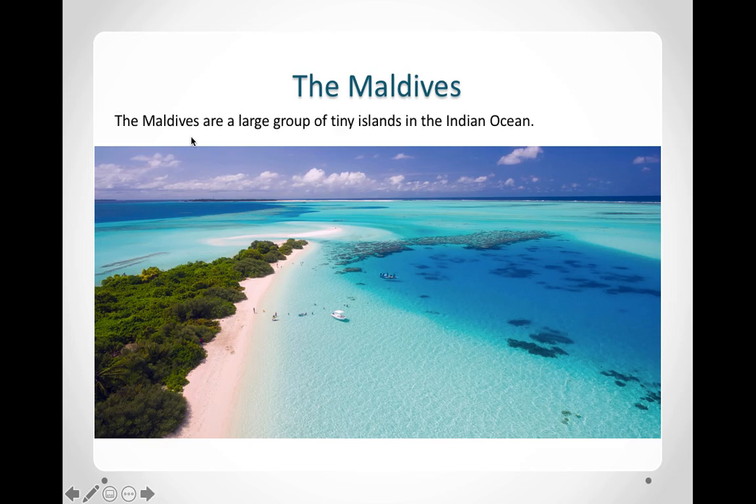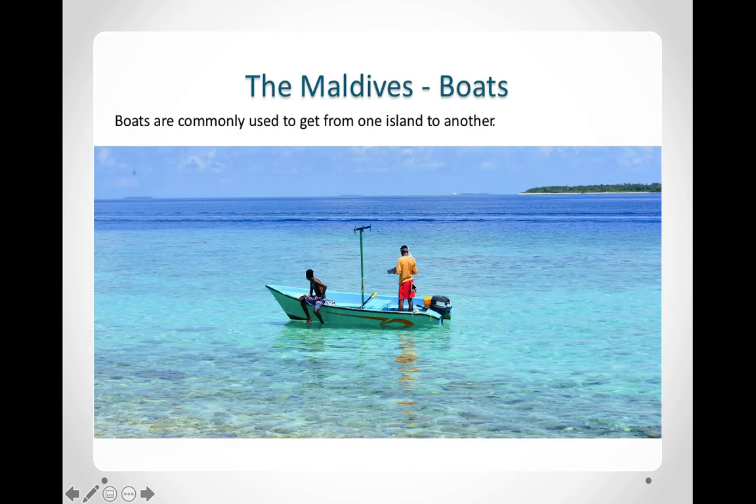Now the Maldives. The Maldives are a large group of tiny islands in the Indian Ocean. So these are small islands in the middle of the ocean. And in order to get around the Maldives, you will need a boat. Now, boats are commonly used to get from one island to another. Now, do you think they can use a car to get from one island to the other? No, because the car will sink. Amazing. Yes, they will need to use a boat.